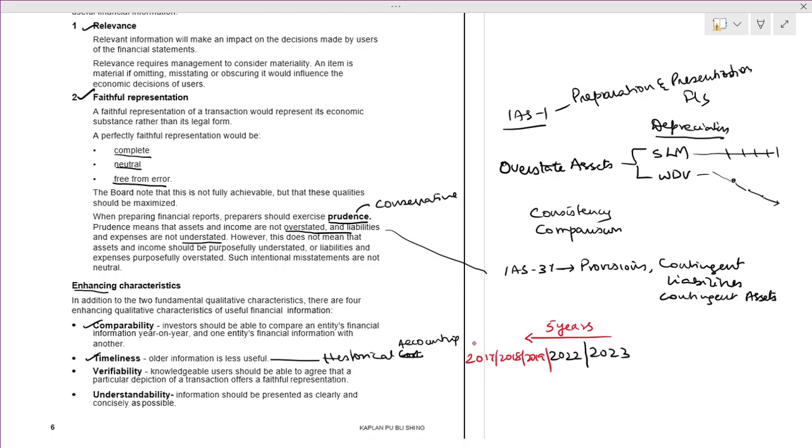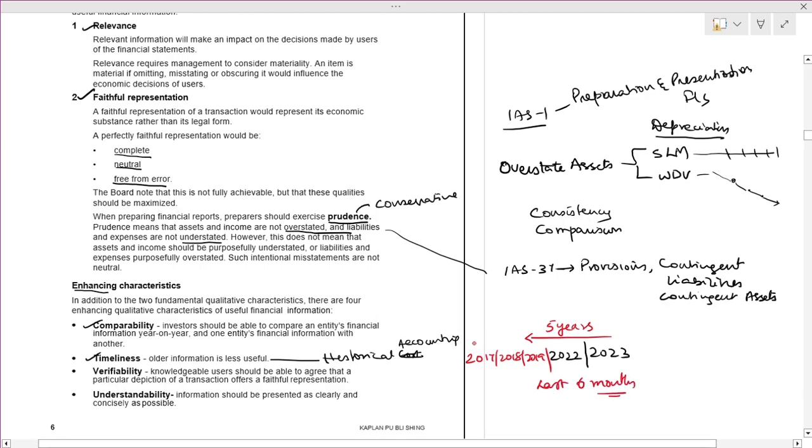That is why we are mixing something with respect to financial accounting. If you go to the banks, what will the banks do? The banks will ask for the company's last 5 years. For individuals, they will ask for the last 6 months. That's all. As simple as that. They are not going to go beyond that. Okay? That is the timeliness. Older information is less useful.